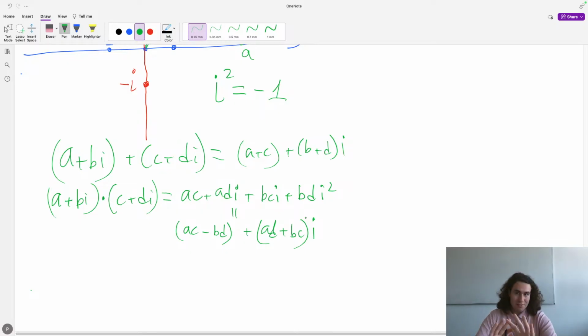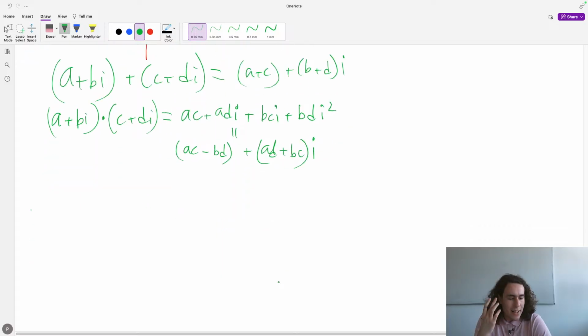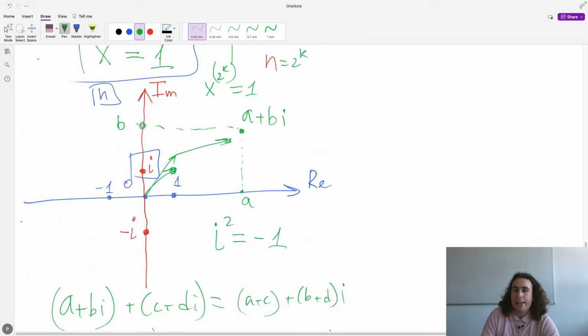You can do this and never think about what it actually means. But I think it's important to understand what these things actually represent. As I said, when you add a number, you just shift everything so that 0 moves to that number. If I take 0 plus a, it's equal to a. That's obvious. So when I add a number, I shift the plane such that 0 moves to that number.